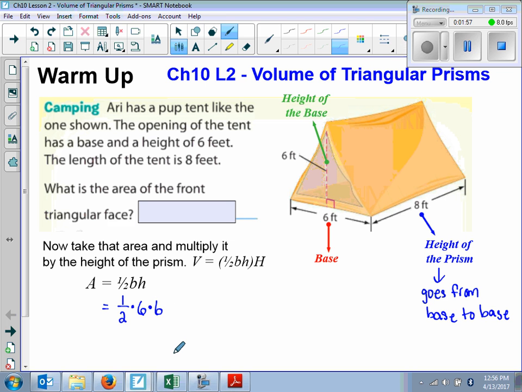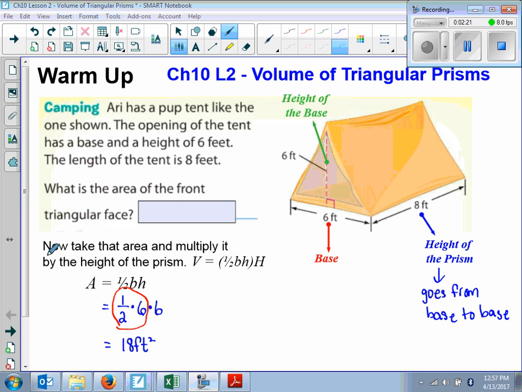And now you just simplify. So we can do 1/2 of 6 is equal to 3, and then 3 times 6 is 18. Very good. And what are my units going to be? Feet squared. Very good. Make sure you write that down.